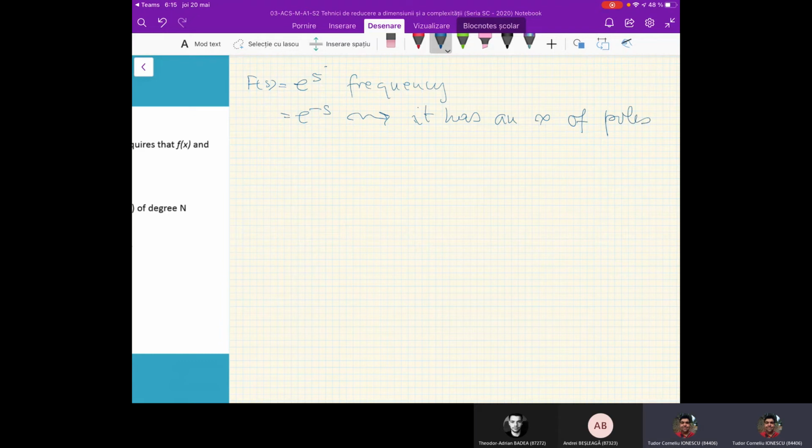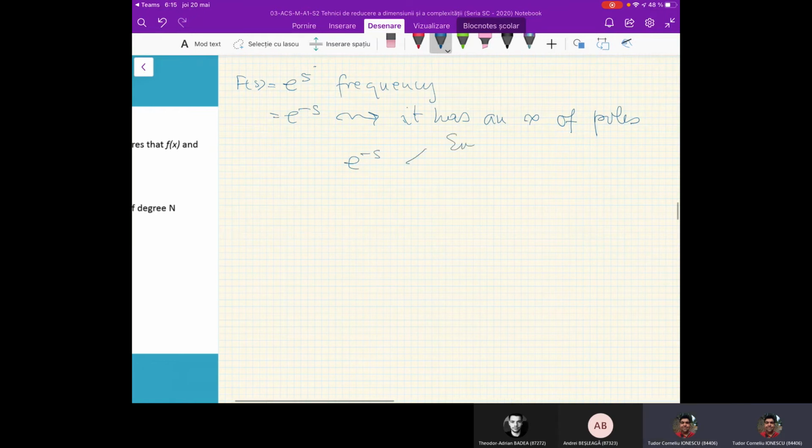However, I'd like to approximate it. Hence, you can approximate e to the power minus s. You can do Euler approximation, so you can do Taylor series expansion essentially, or you can do rational approximation. So you can have 1 minus s over 1 plus s. This is e to the power s. This is a first order rational approximation. You have seen this before.